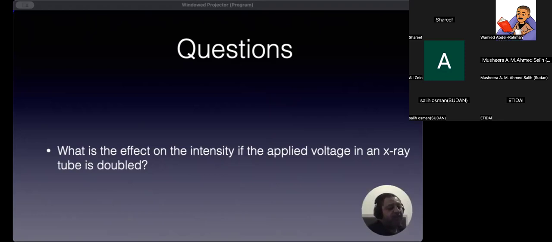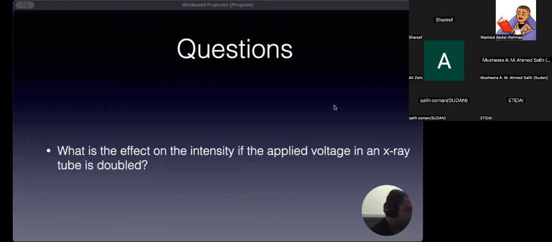Are we going to get more energy out? Are we going to get less energy out? Or the energy fluence, is it going to be less? Is it going to be more? Or it's going to be equal? So anyone has an answer for this? Difficult question?